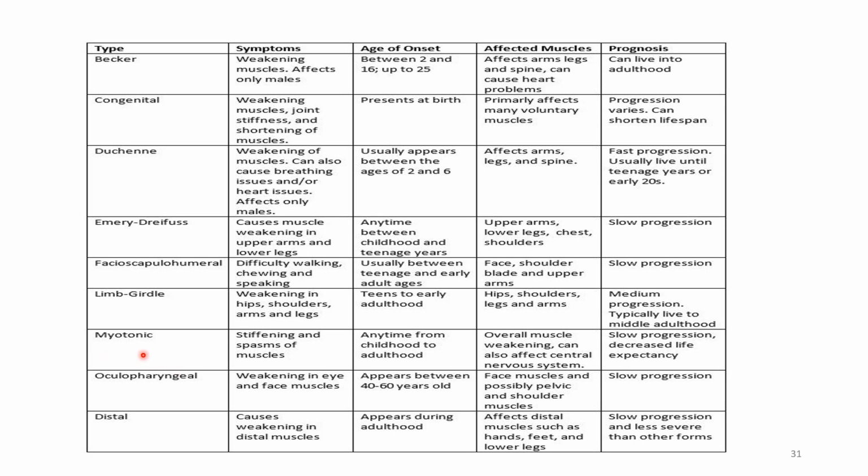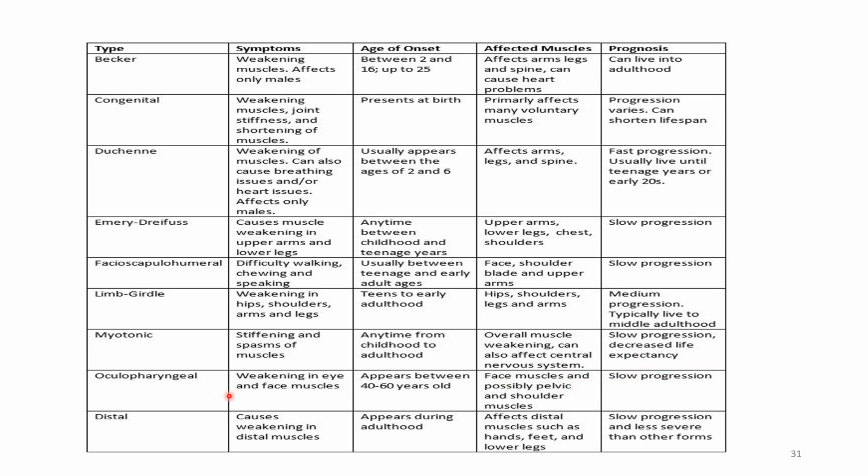Now coming to the myotonic type of dystrophy. That is also autosomal dominant. There is stiffening and spasms of the muscle. It will affect any time from childhood to adulthood. Overall muscle weakening is there, and it can also affect the central nervous system. There is a slow progression and a decreased life expectancy because of this disease.